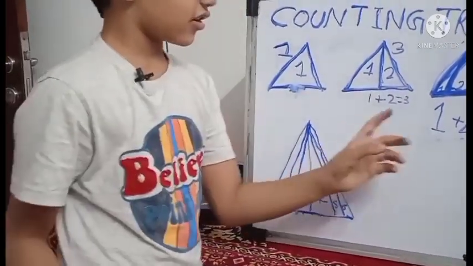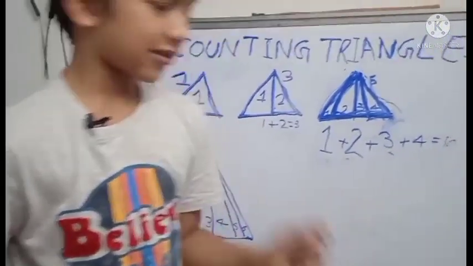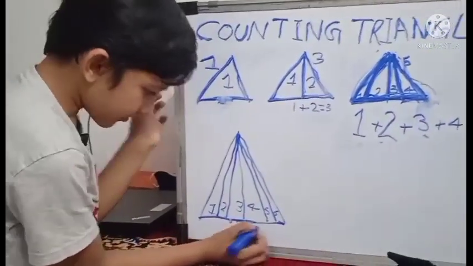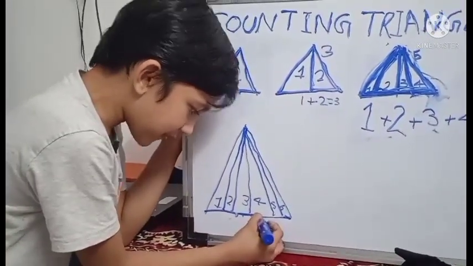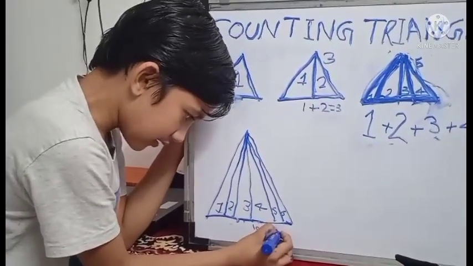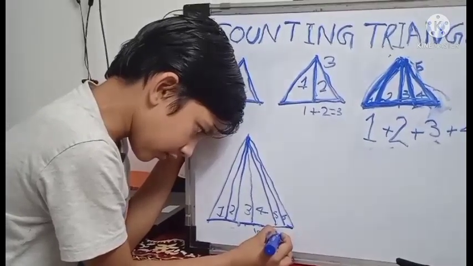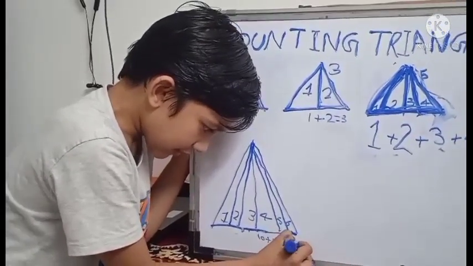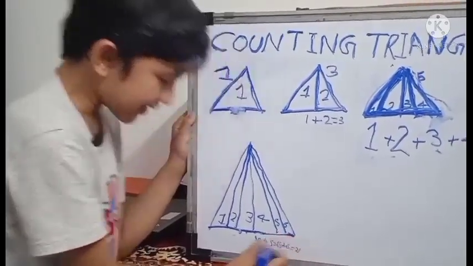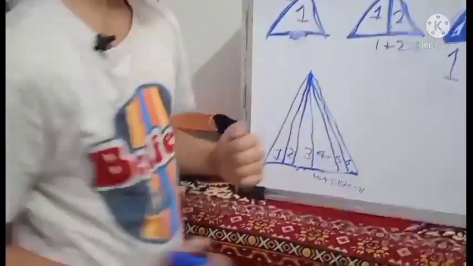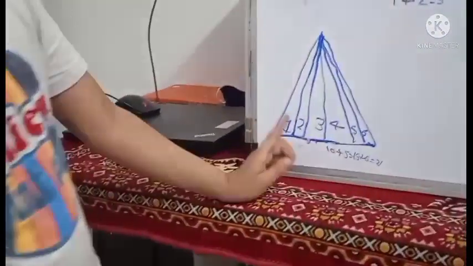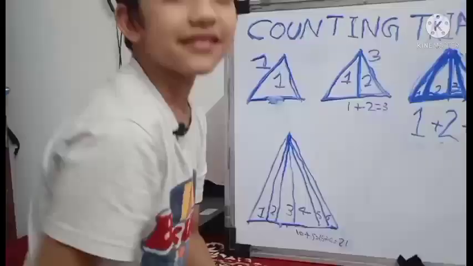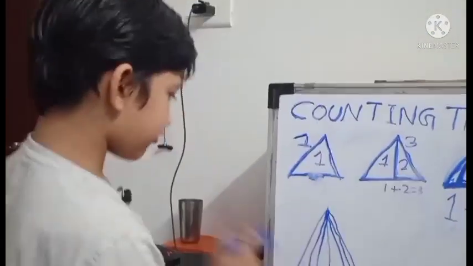As I calculated here, 1, 2, 3, 4 makes 10. So we will directly start from 10. 10 plus 5 simply makes 15. 15 plus 6 simply makes 21. So this proves that this triangle has 21 triangles.